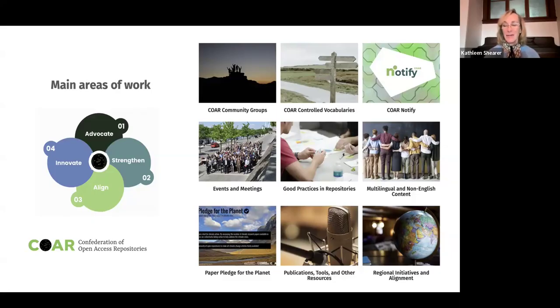And well, we've done a number of things, including what Abuka mentioned was the Next Generation Repository Project, and moving from there to the COAR Notify project. And I will speak more about that later on in my presentation.